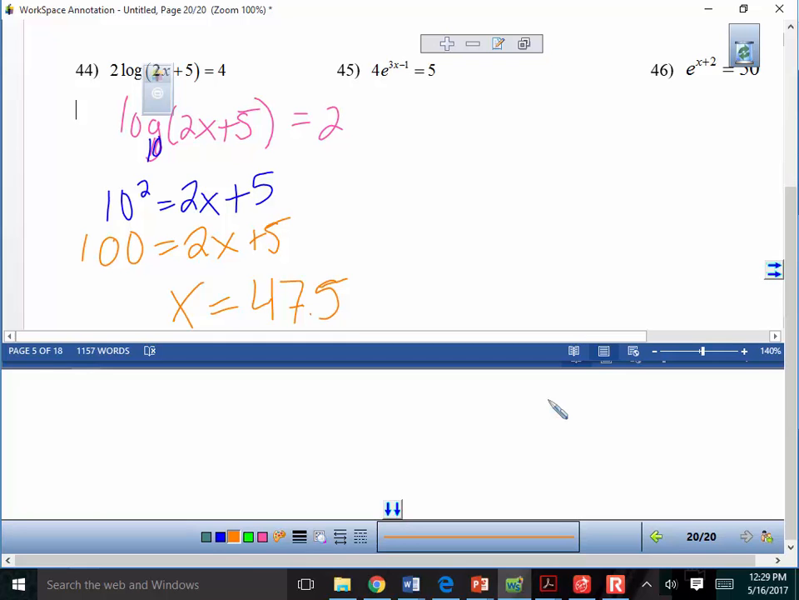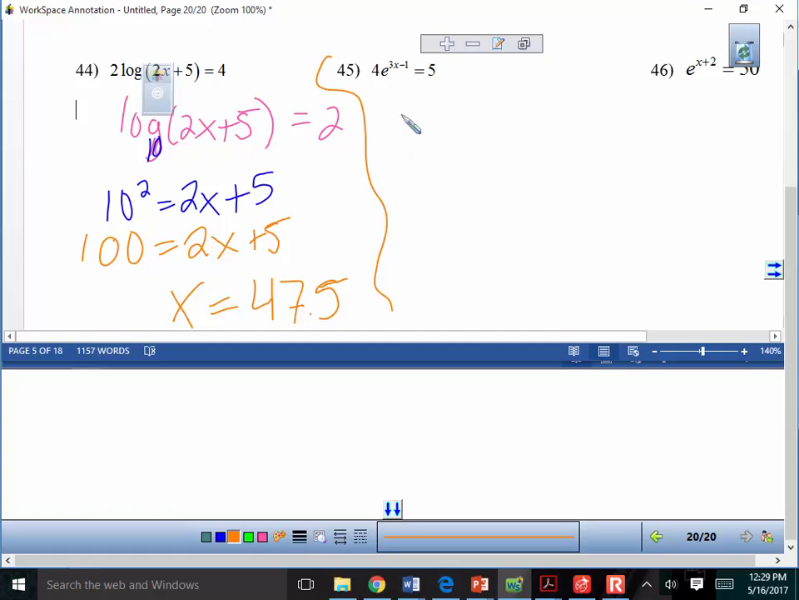Please raise your hand if you have another question from your homework. Any other questions from the homework? Yeah, did you want to do number 45?